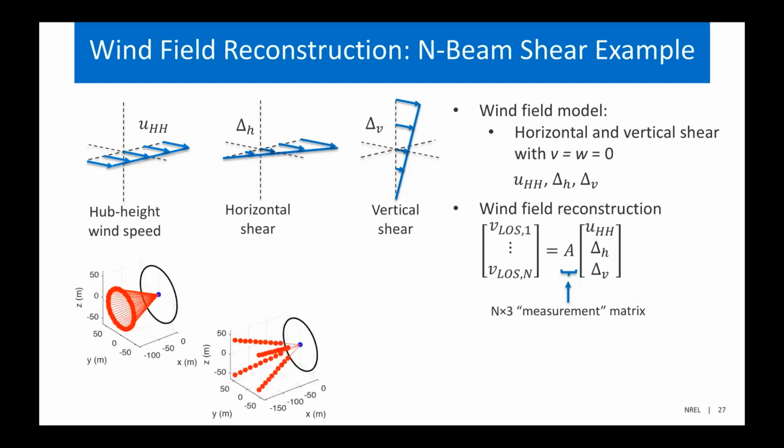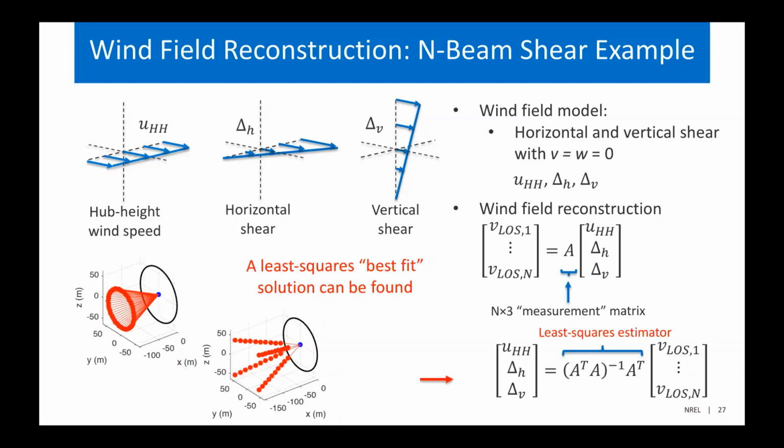But what if we have a circularly scanning LiDAR that has 50 measurement points, or a pulsed LiDAR measuring at 10 different ranges? Well, now we have more measurements than unknowns, so we can't simply invert this matrix, but we can find the least squares best fit solution to this matrix equation. So just like we can find the best fit line in a scatter plot, here we're going to find the best fit wind field parameters to match our line of sight measurements. So to do that, we just take the measurement matrix and apply some matrix operations, and then come up with our least squares estimator matrix.